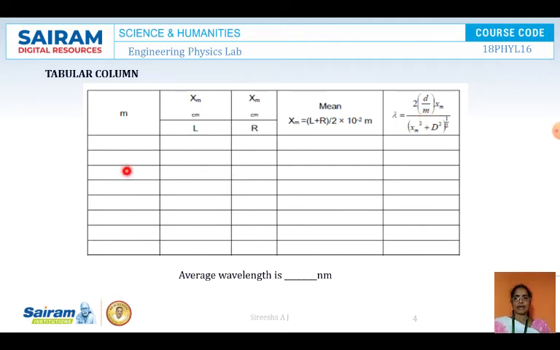Similarly for the third order, that is the third one, left and right, take the average, substitute the values of XM and M, and calculate the value of lambda. So for different orders of M, substituting the order and the corresponding XM, you will get the value of lambda in this tabular column. If you get 5 orders, you will have 5 values of lambda. Take the average value: add all 5 and divide by 5. Then you will get the average wavelength in nanometers.